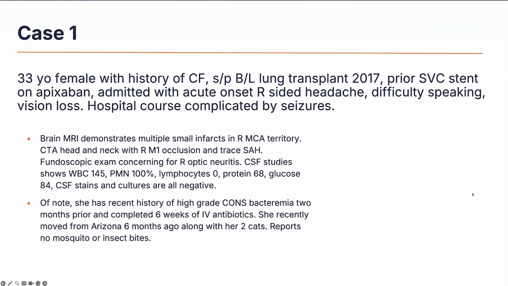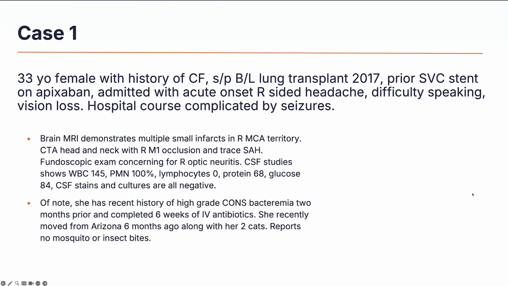The team went ahead and did an LP, and the CSF showed a high white count of 145, almost exclusively neutrophilic with 0 lymphocytes, mildly elevated protein at 68, glucose of 84. She had CSF stains and cultures which were negative. Just some other pertinent history: she recently had high-grade coag-negative staph bacteremia and finished a prolonged course of IV antibiotics a couple of weeks ago. She also recently moved from Arizona 6 months ago with her cats. No other exposure histories other than regular mosquito bites.